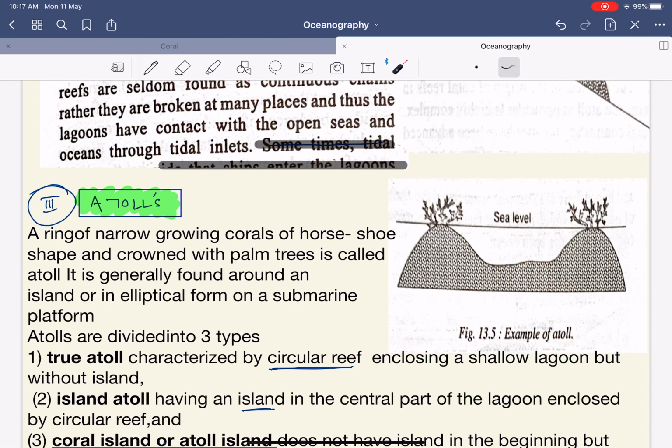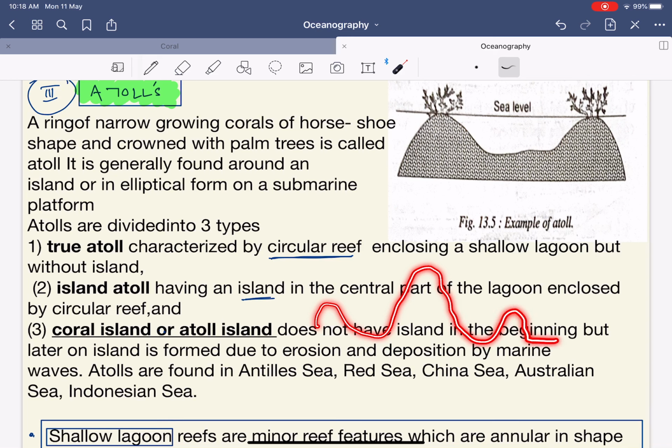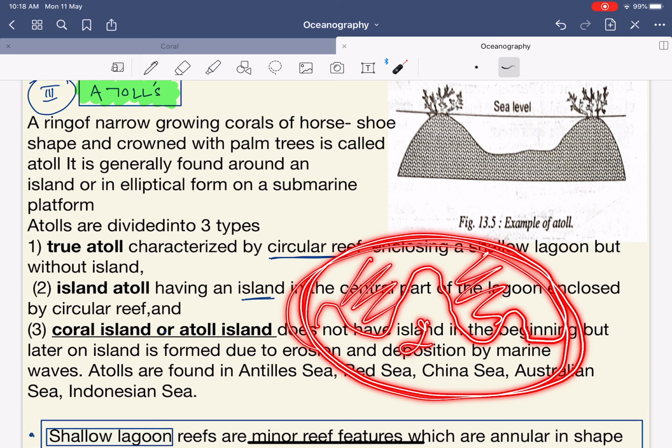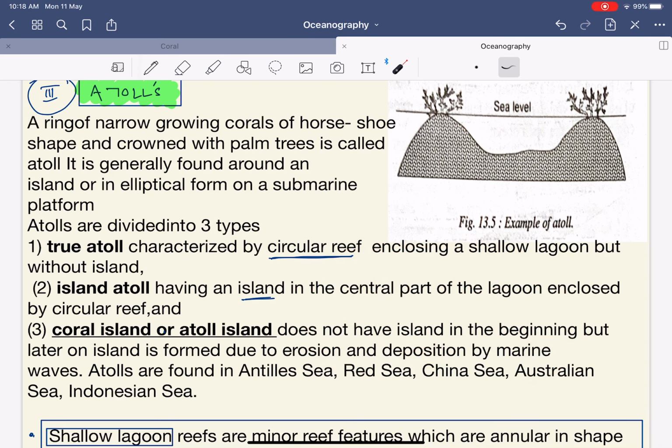We have Lakshadweep. Next, atolls are divided into three types: true atoll, island atoll, and coral atoll. In the true atoll, you simply have a circular reef and there is an absence of any island. But in the island atoll, there is a circular reef, and there is an island present in between the lagoon.